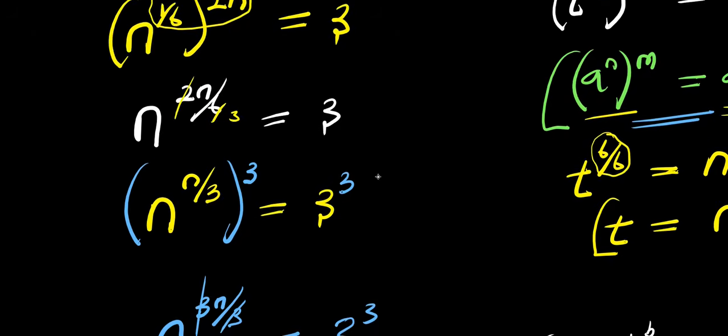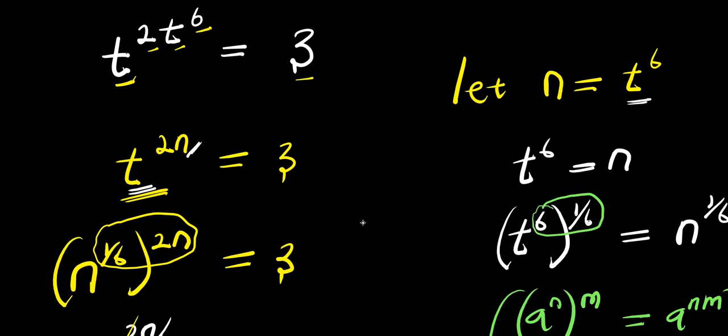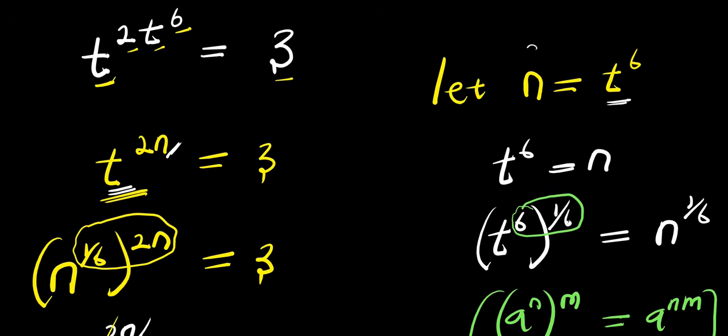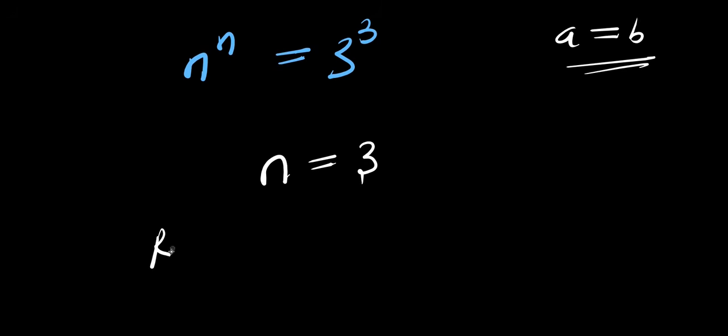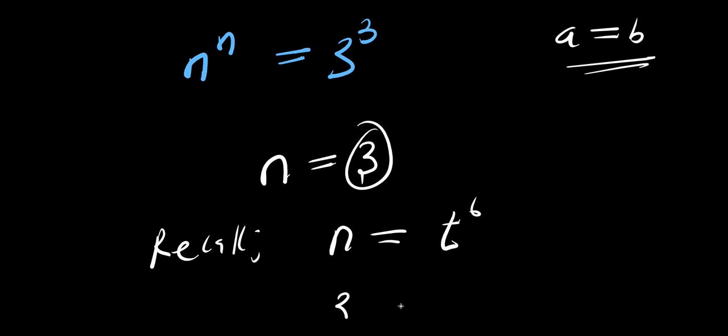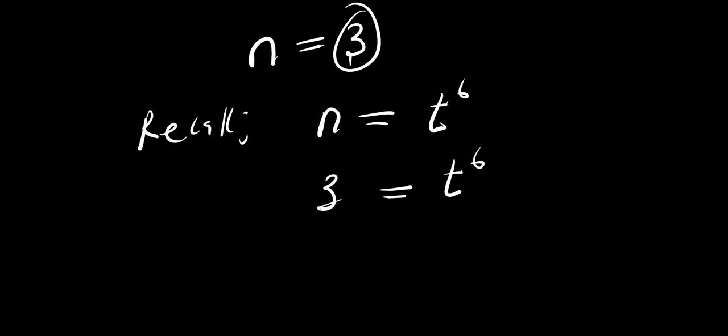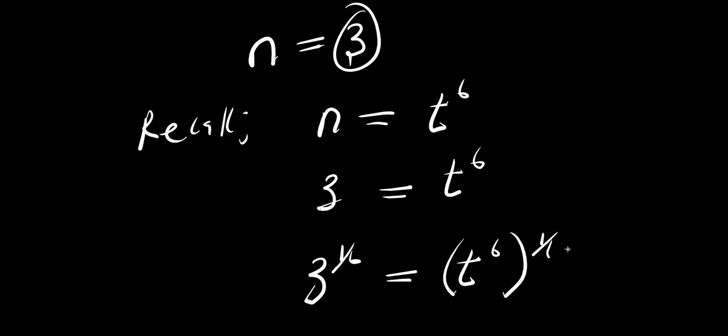Now remember, we had an equation that linked up n and t, which is n equals t power 6. We recall n equals t power 6. So we have 3 equals t power 6. From here we can solve for t, right? So we have 3 power 1 over 6 equals t power 6, this is raised to the power of 1 over 6.